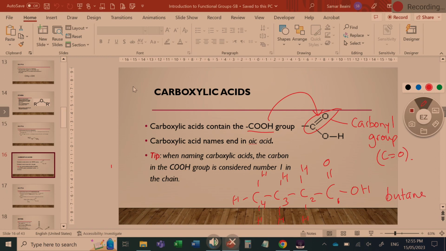So the way we name this, butane, drop the E, it becomes butanoic acid. So basically you're dropping the E and adding oic acid to the end. Butane from butane. Drop the E and change it to oic acid. Clear? And we number from this side. Let me test you. How do I name this one?